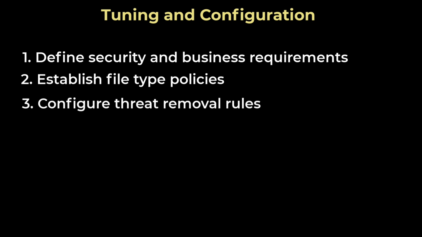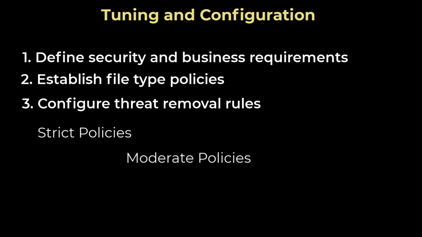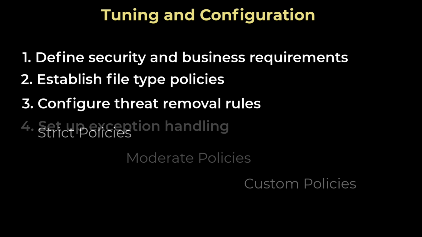Third, configure threat removal rules. CDR works by stripping out or reconstructing potentially malicious content such as macros, embedded scripts, active content, and metadata. Policies must be tuned based on risk assessments. 3 policy approaches include: strict policies remove all active content, including macros and JavaScript, which ensures high security but may impact usability. Moderate policies preserve some interactive elements while sanitizing high-risk components. Custom policies allow certain trusted documents or domains to retain specific functionalities.